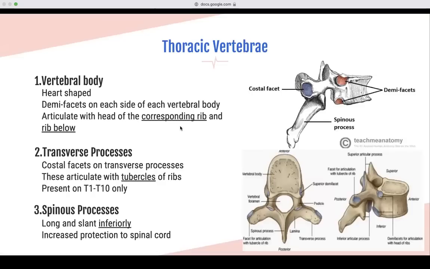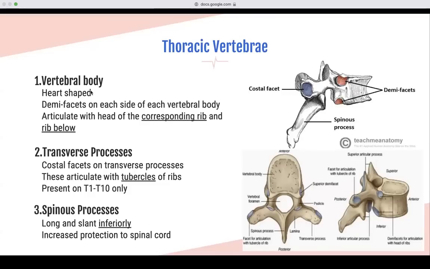Thoracic vertebrae. Okay. Am I going too fast or is the pace good? It's good. Okay. So we have the vertebral body. For the thoracic vertebrae, 3 things you need to know. Vertebral body, transverse process, and spinous processes.